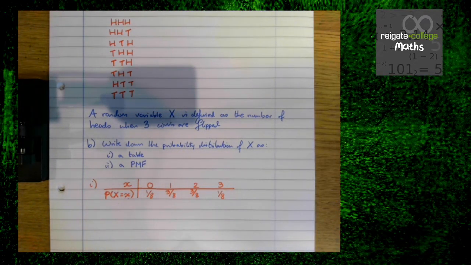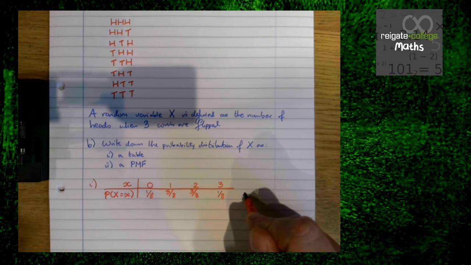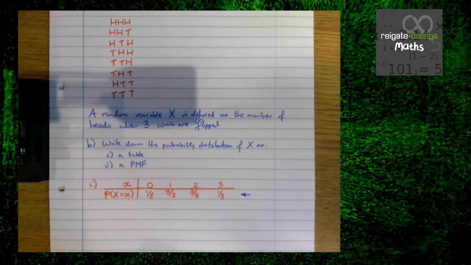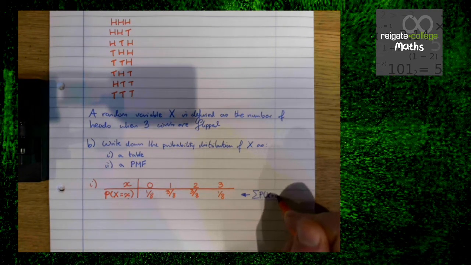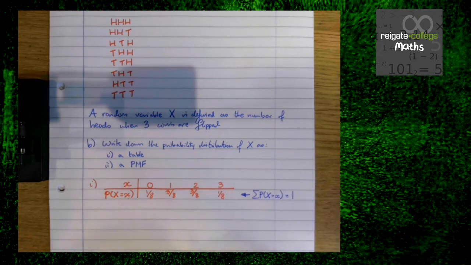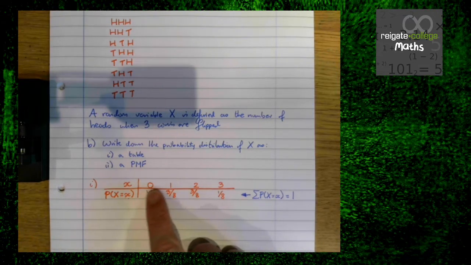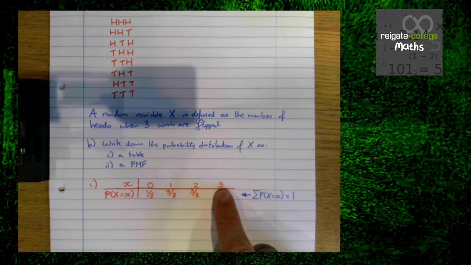written as a table. Now something really important to notice is look at the bottom row. These are all of the probabilities of all of the possible outcomes. And we can see that if we add them all together, we get 1, which is very, very important. If it doesn't add up to 1, then something's gone wrong here, or you haven't listed all of the possible outcomes.